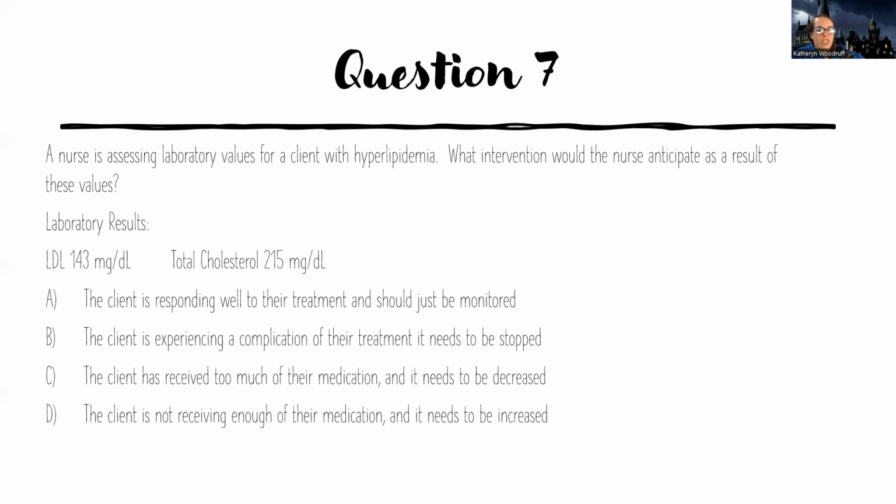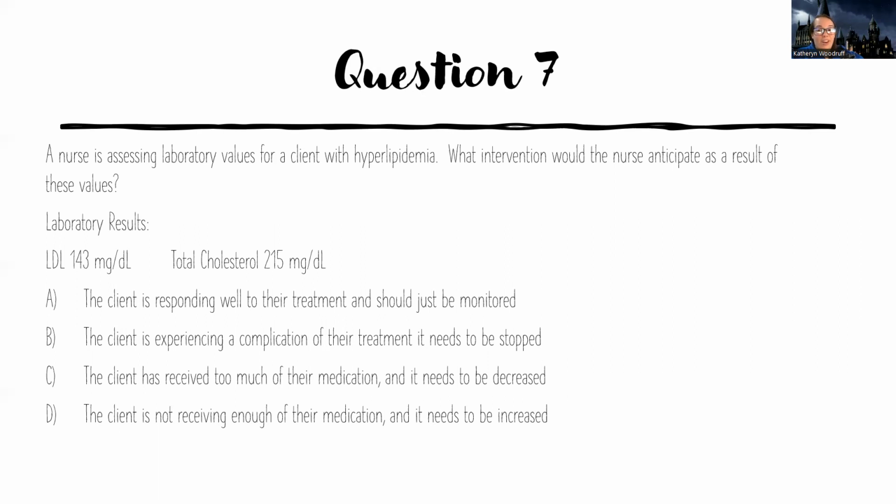So this is pretty much asking how the treatment is going. So the first choice is the client is responding well to their treatment and should just be monitored. Well, these labs are abnormal, so I'm going to say that cannot be correct. So I'm going to go to the next one. It says the client is experiencing a complication of their treatment. It needs to be stopped. Well, there's no signs of a side effect here.